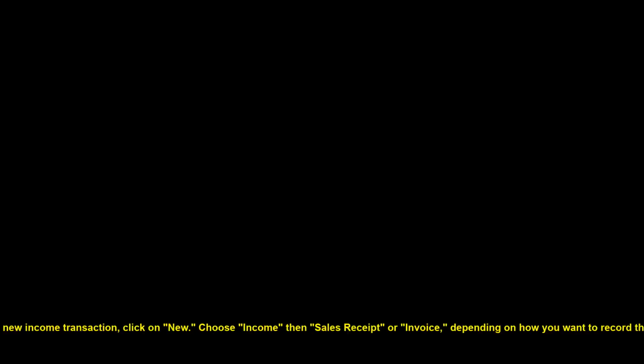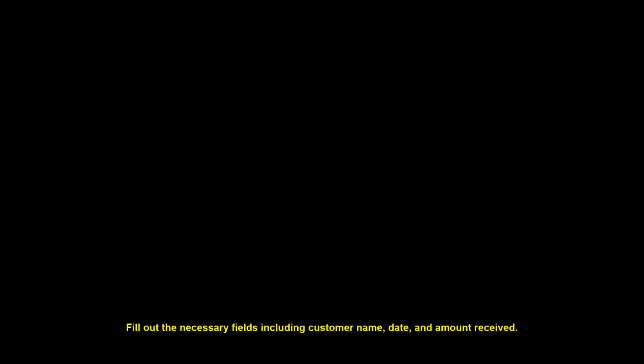Now, to create a new income transaction, click on New. Choose Income, then Sales Receipt or Invoice, depending on how you want to fill out the necessary fields including customer name, date, and amount received. In the Product/Service drop-down, select the rental income account you just created. Add any additional details required for your transaction. When everything is filled out correctly, click Save and Close to complete the transaction.